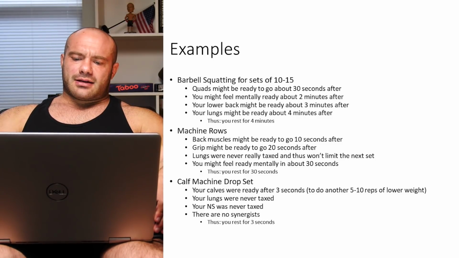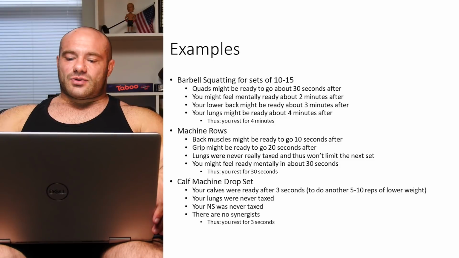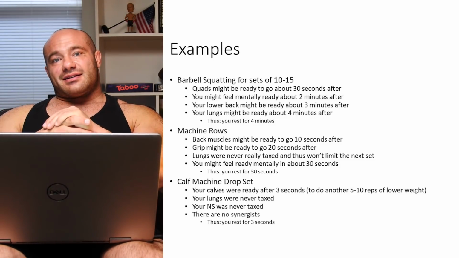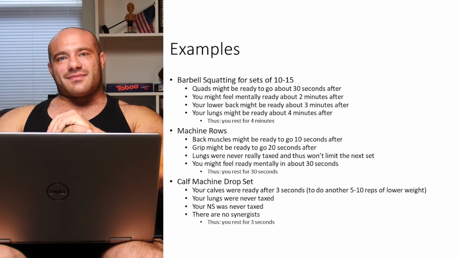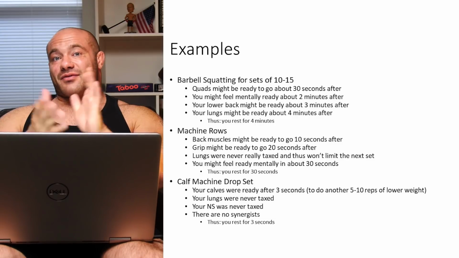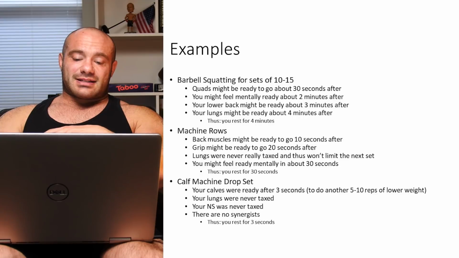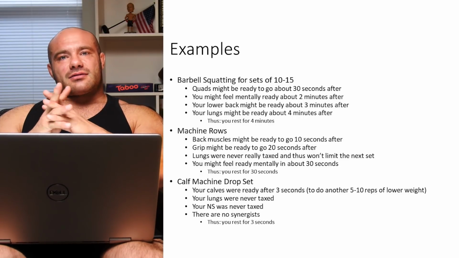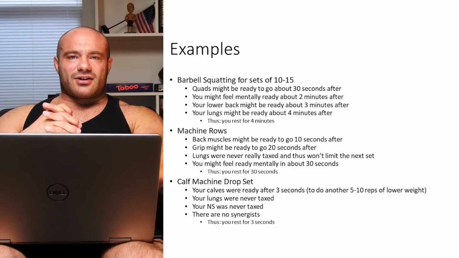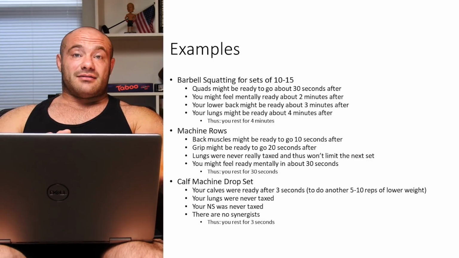I could do another set if I rested, let's say 10 seconds. I could do another set of 10 to 15 reps. So let me ask you a question. Does a set close to failure of 5 to 10 grow less muscle than one of 10 to 15? Nope. Same amount of growth, because number of hard sets is the number one correlate for hypertrophy. Okay. What about if you rested 10 seconds? How would that affect your lungs? Well, it wouldn't. Your lungs never got taxed. What about your nervous system? Never taxed, or rather, never limiting factor. Never limiting factor for your nervous system, never limiting factor for your lungs, and there are no synergists.